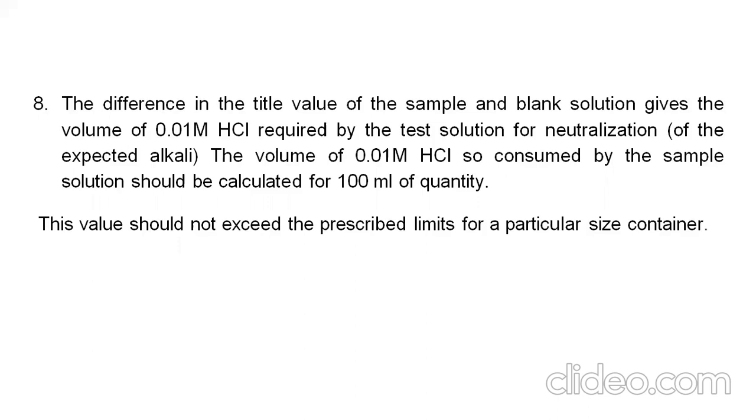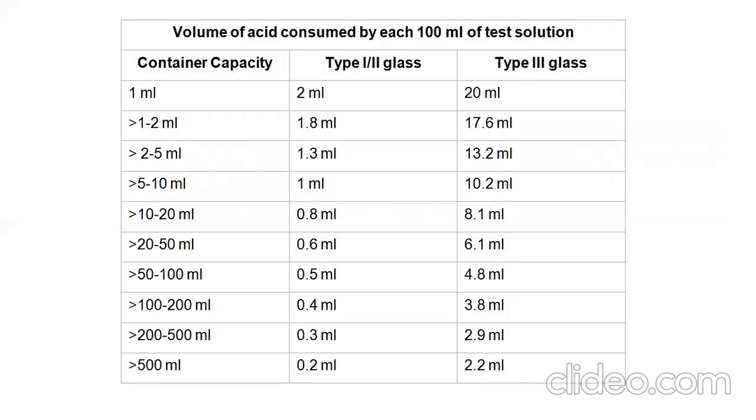The volume of 0.01 molar HCl so consumed by the sample solution should be calculated for 100 ml of quantity. This value should not exceed the prescribed limits for a particular size container. So this is the table which represents the container capacity and the volume of acid consumed by each 100 ml of test solution. Whatever the volume taken, whether it is 50 or 100, the reading should be converted to 100 ml. For type 1 and type 2 glass, the volume of acid consumed is less as compared to type 3 glass.